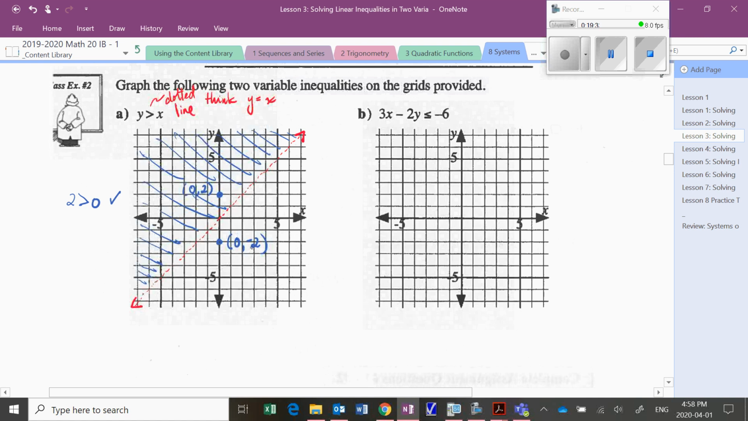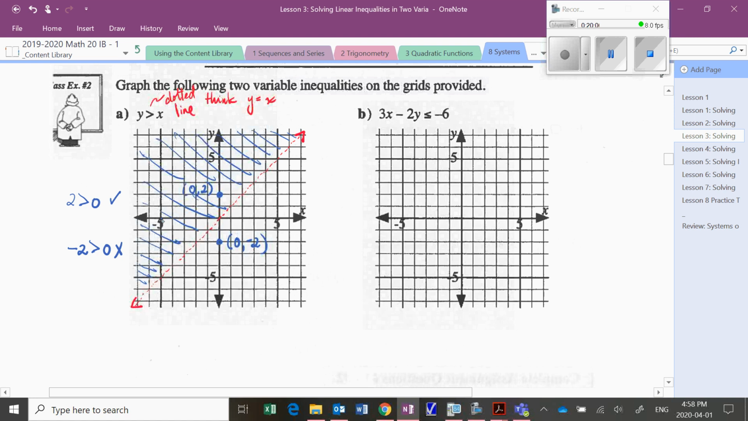So if I look at my test value, that point right here, (0, -2), and put that into the original inequality, so y is -2 is greater than 0, that is going to be false. So that is not part of the solution set. And you can see we could pick any value within here, any point.